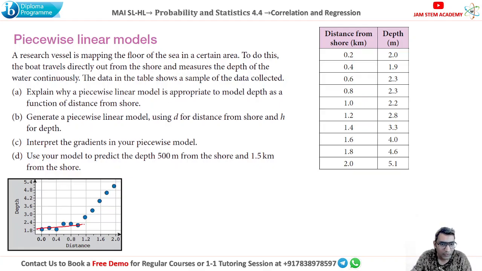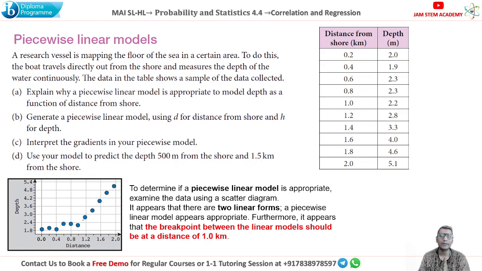See, it is linear from this part to this part, then again it is linear with a different slope for the second part. So using one line is not a good idea. Instead of using one linear regression line, we can divide it into two parts. So the piecewise linear model comes into the picture. To determine if a piecewise linear model is appropriate or not, we can see two linear models here. There is a breakpoint at around this point, which is at a distance of 1 kilometer.